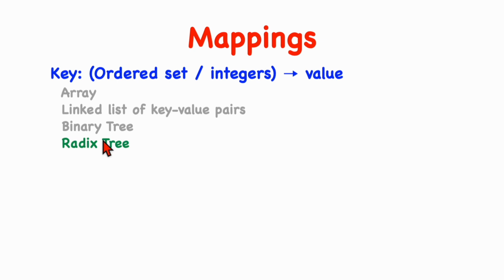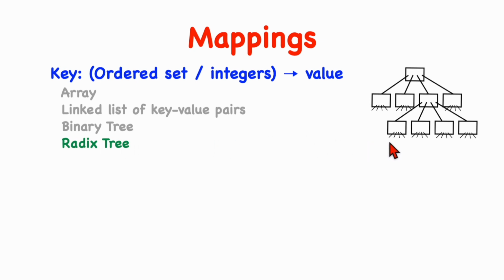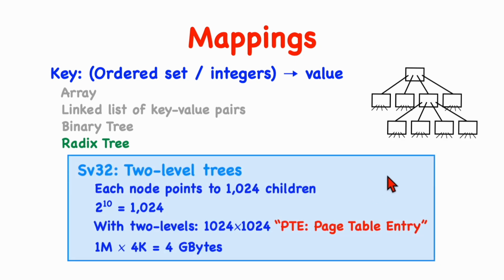With a binary tree, each node has 2 children. What we actually use is something called a radix tree. With a radix tree, each node has n children. Here's a radix tree where each node has 4 children. The Sv32 approach uses a radix tree where each node has up to 1,024 children. These trees spread out very quickly, so for an Sv32 page table, we need only a 2-level tree. And note that 2 to the 10th power is 1,024.